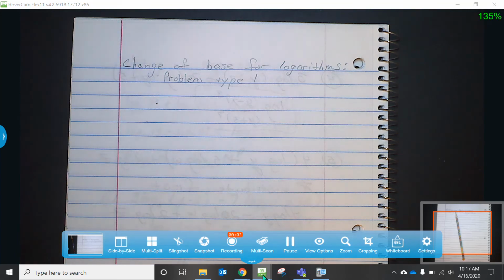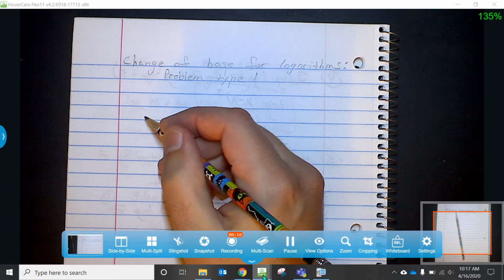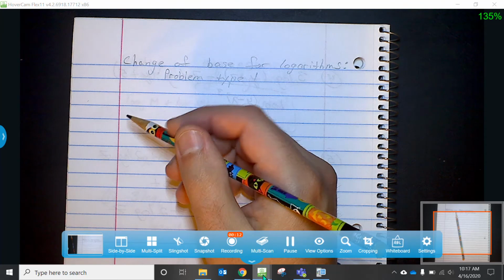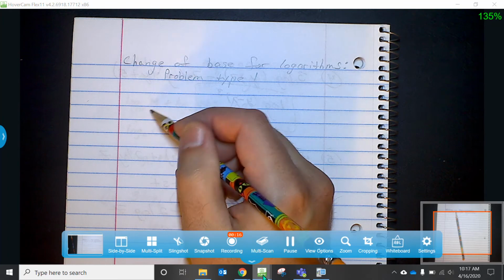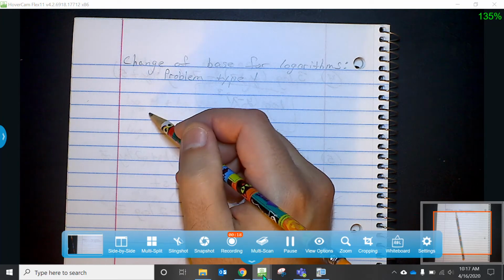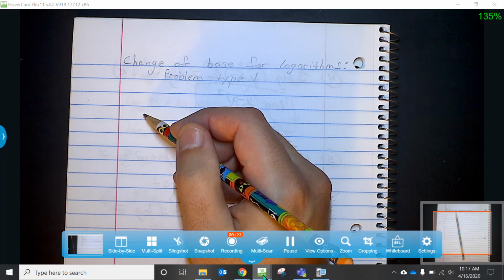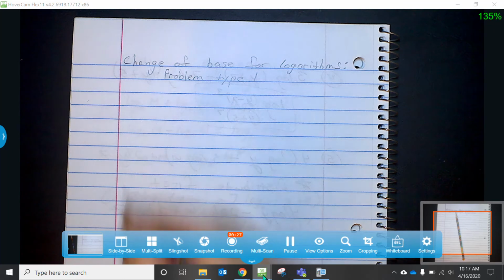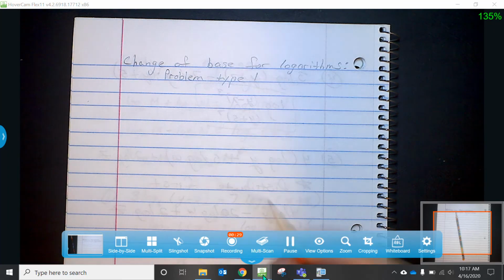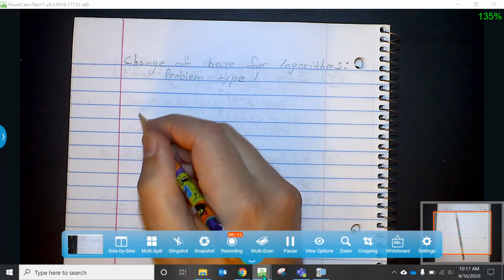Okay, change of base for logarithms, problem type 1. Okay, so what happens, I showed you in earlier lessons in the TI calculator, that you can type in a log with whatever base you want by going to the math menu. It was in an earlier video. So what happens if you don't have that capability on your calculator? Well, you could use change of base.